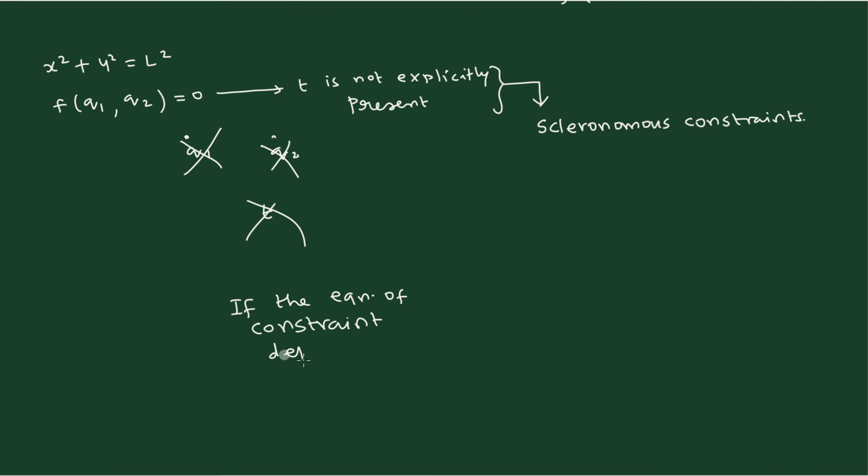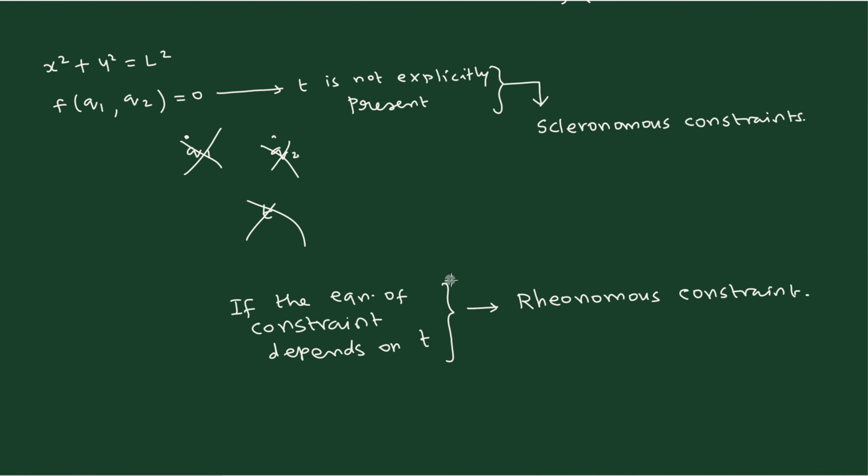depends on time, that means t is now visible. It depends on time. Then this is exactly opposite to the scleronomous constraint, and the name is rheonomous. So let me write that down. Rheonomous constraint.